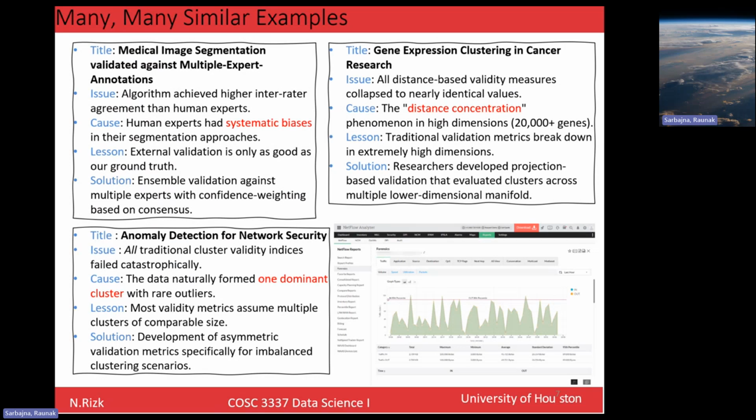So with standard distance-based validity, when you're trying to calculate the distance between two different clusters, or the distance between individual points within clusters, this distance concentration error means all of them are going to collapse into single values. Because there are so many different dimensions, all the distance measures that you take are meaningless, essentially.